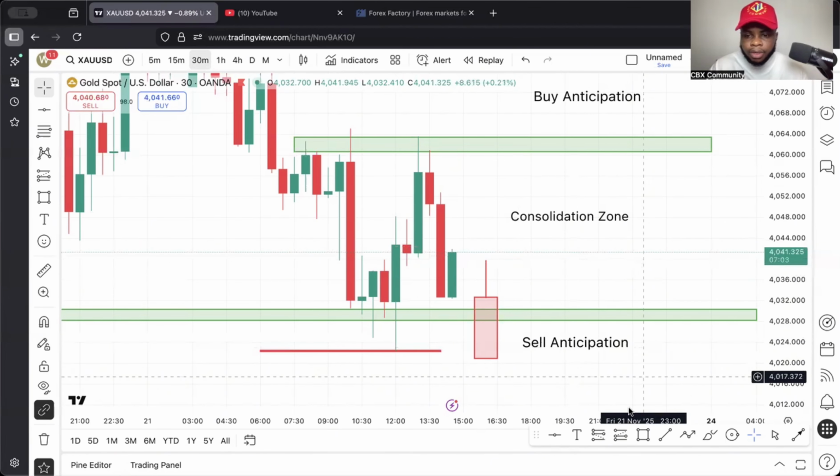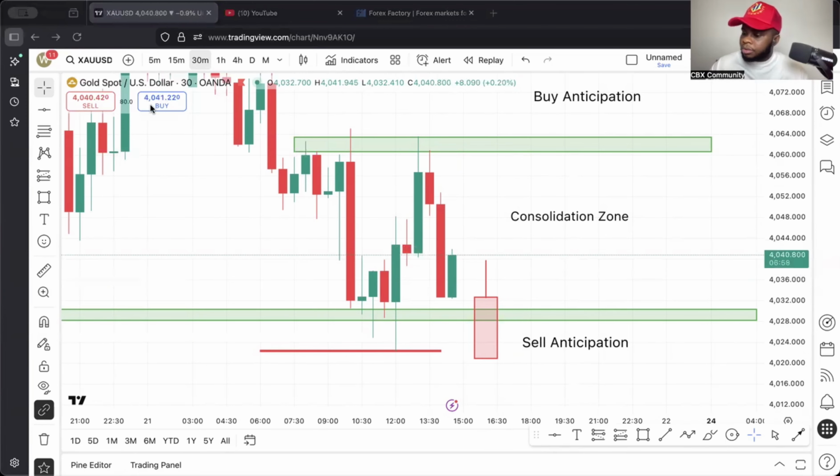Candle is going up like this. Candle is going up.